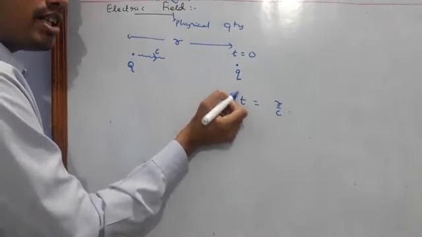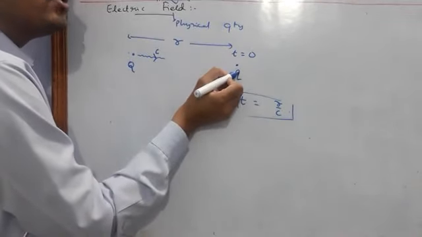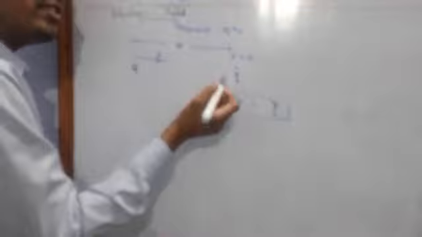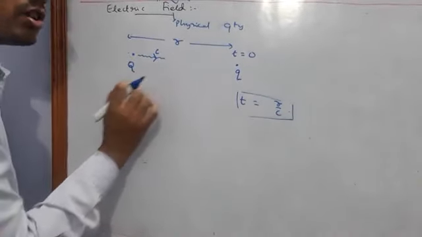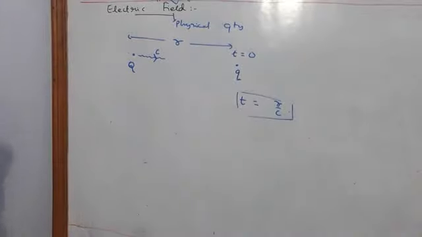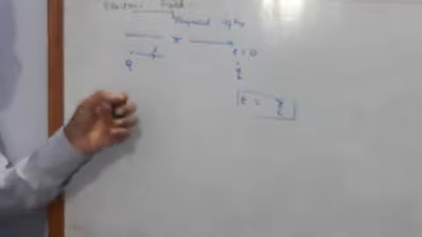That time is how much? As I told, r by c. After that time only this charge will experience a force. And what will be the value of that force? You know Coulomb's law, F is equal to 1 by 4 pi epsilon naught Q1 Q2 by r square. So this is the meaning of the statement when I say the Coulombic force between two charges is not instantaneous.